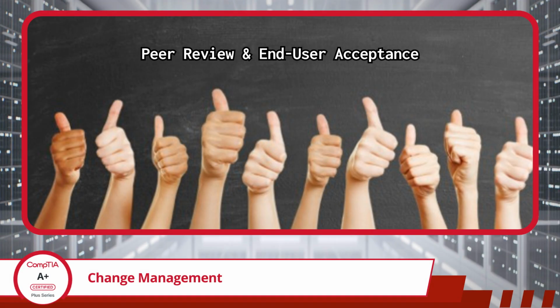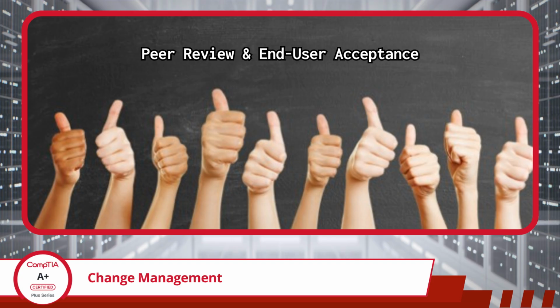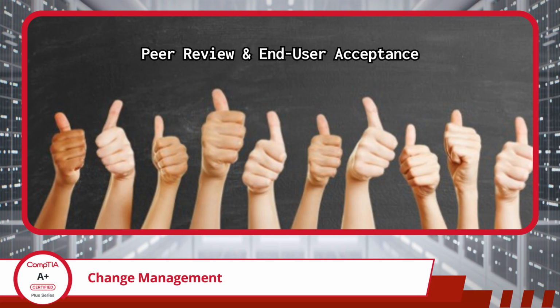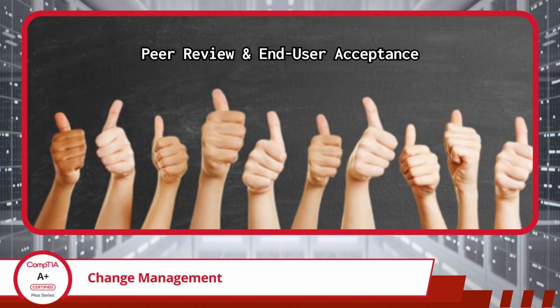After implementation, organizations often perform a peer review. During peer review, another technician or administrator reviews the completed change, implementation steps, configurations, commands, or documentation to ensure everything was performed correctly. A second set of eyes can help identify mistakes, overlooked issues, or security concerns that may have been missed during implementation. Peer review improves accuracy, strengthens accountability, and helps reduce the likelihood of hidden problems remaining in the environment.